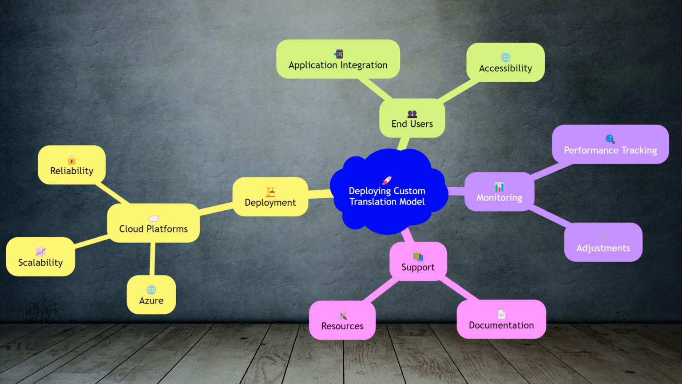Once the custom translation model has been trained and thoroughly evaluated, the next step is to publish it for use. This involves deploying the model to a production environment where it can be accessed by end users or integrated into applications. Cloud platforms like Azure offer robust infrastructure and tools for deploying machine learning models, ensuring scalability and reliability. It's important to monitor the model's performance in the real world and make any necessary adjustments. Providing clear documentation and support resources can also help users effectively utilize the custom translation model.